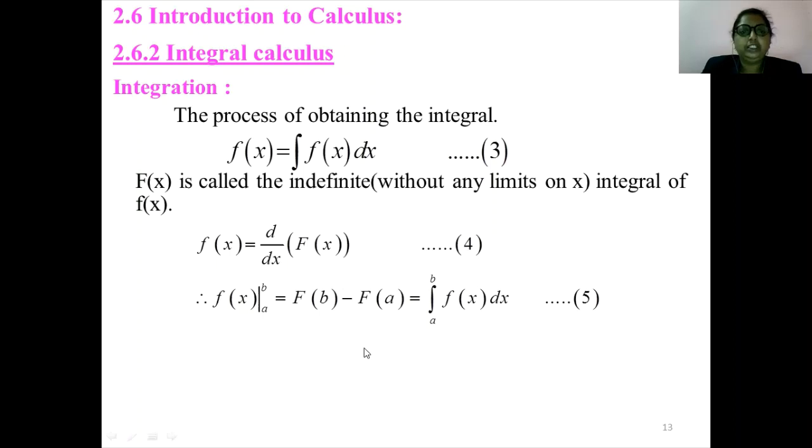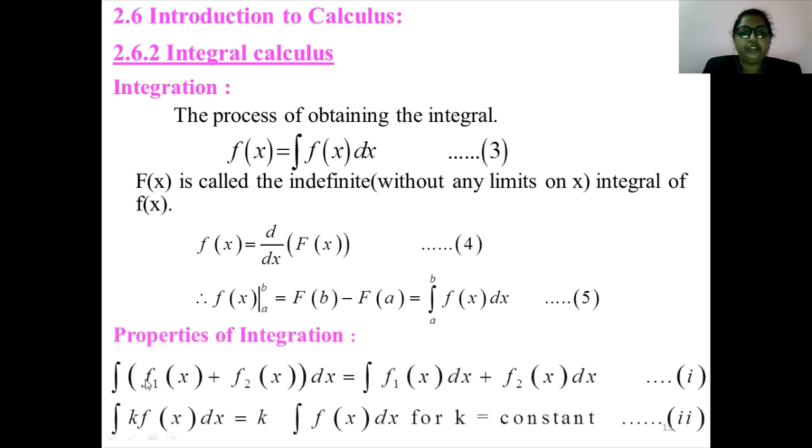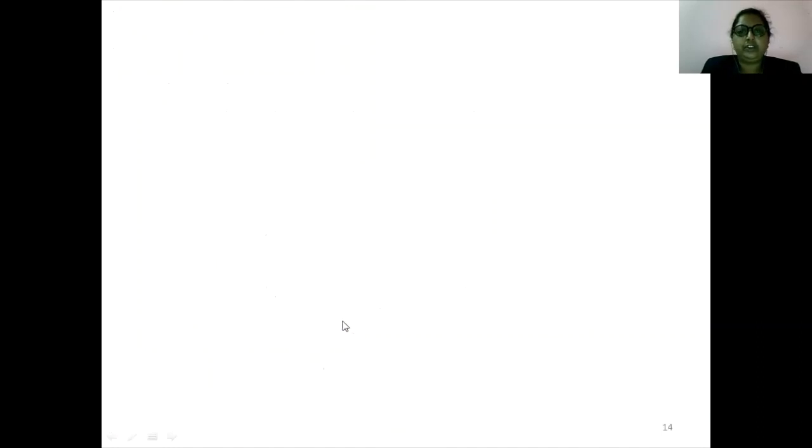So, these are the properties of integration. First one, integration of (f1 of x plus f2 of x) dx equals integration of f1 of x dx plus integration of f2 of x dx. Another one is integration of k times f of x dx equals k times integration of f of x dx, where k is a constant.